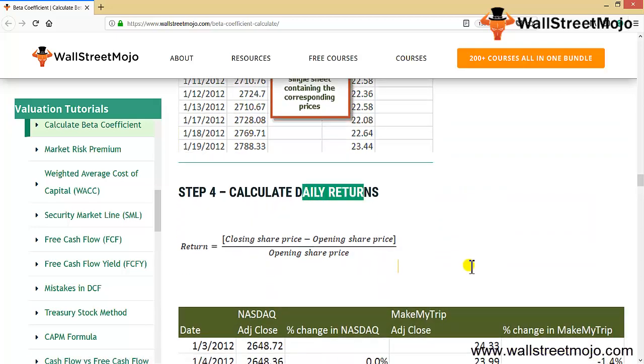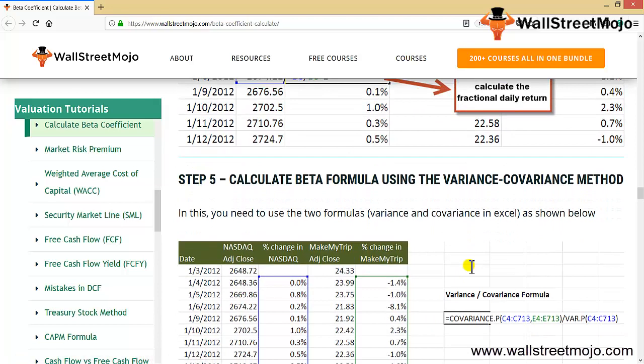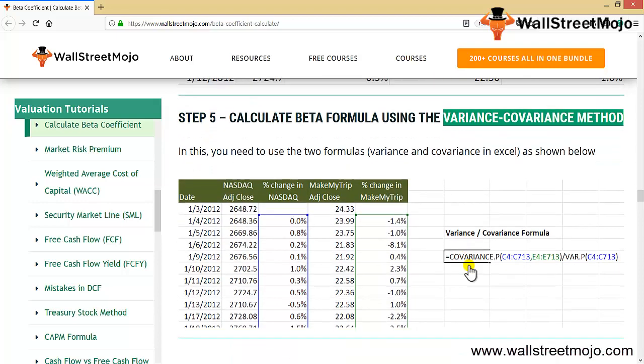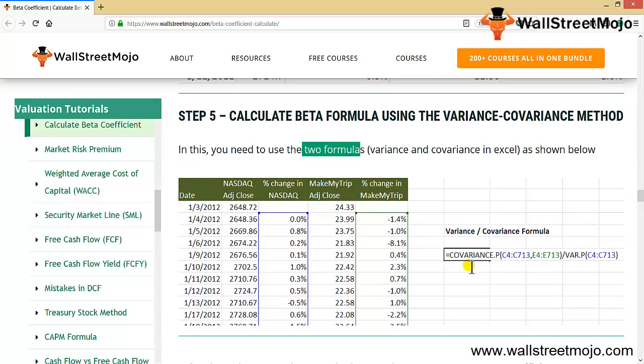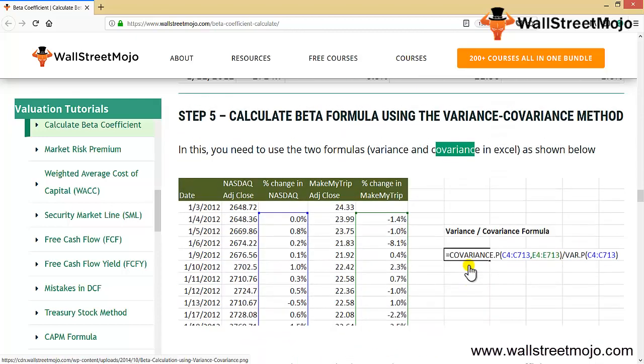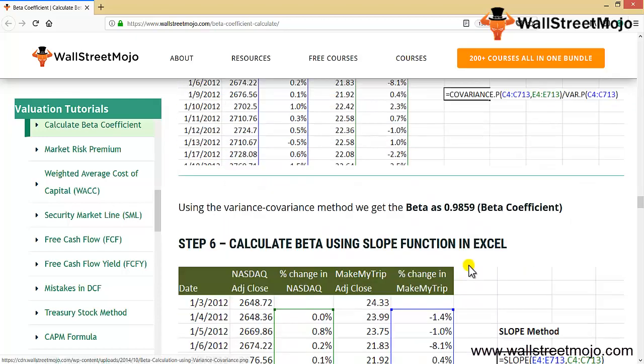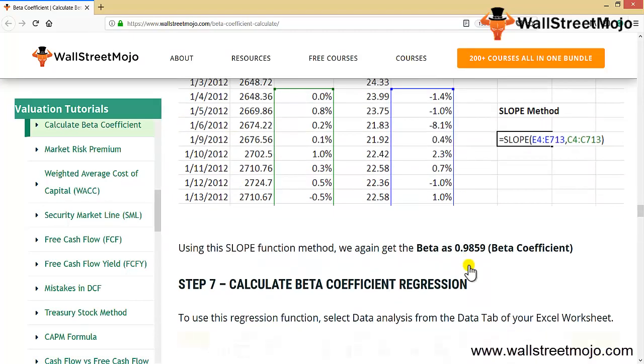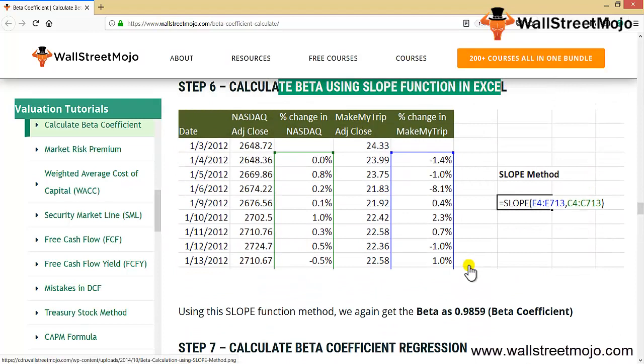So calculate the daily returns and then calculate the beta using the variance and covariance method, which we just learned, right? How to calculate the covariance. In this you would need 2 formulas. One is called variance, another is covariance in Excel. Covariance divided by the variance formula. Once you do that, you can calculate the beta using the slope function in Excel. In Excel there is a function called slope, and for the same you can use the formula and get the answer.